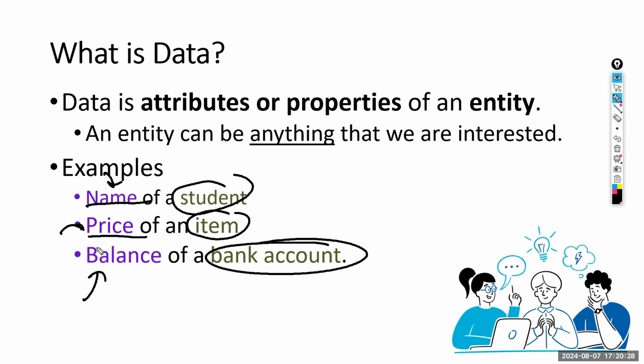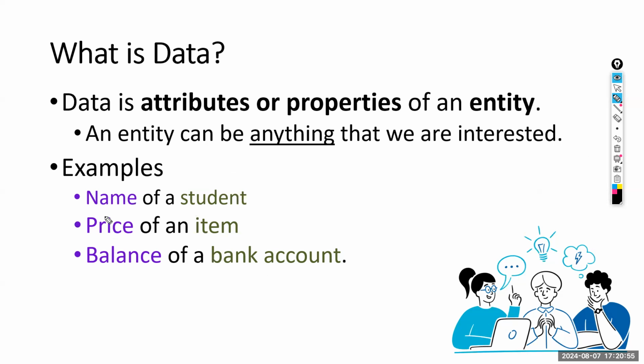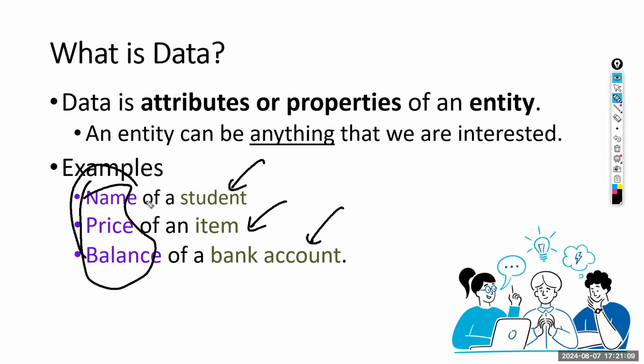Now, if someone asks what is data, do you have a serious answer? Because I ask you to be serious during your A level, more and more serious day by day. So what is data? Data is attributes or properties of an entity. Remember, data is always conceptual. Always conceptual. You can't touch it. Name you can't touch. Price you can't touch. Balance you can't touch. But entity can be living physical, non-living physical, or conceptual, whereas your data is always conceptual.